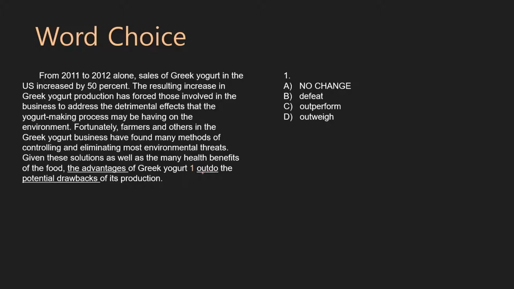So what I would do is to substitute and read out loud each of these sentences to see which sounds right, first of all. The advantages of Greek yogurt outdo the drawbacks of its production. The advantages of Greek yogurt defeat the drawbacks of its production. The advantages of Greek yogurt outperform the drawbacks of its production. Or the advantages of Greek yogurt outweigh the drawbacks of its production. Okay, say it to yourself. Which of those sound right? Hopefully, the right one will be apparent to you right away.